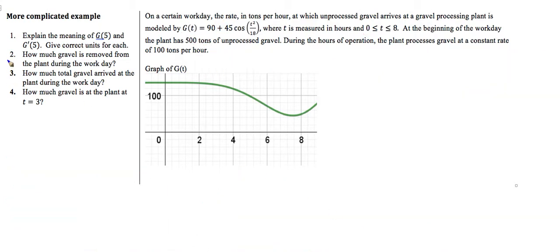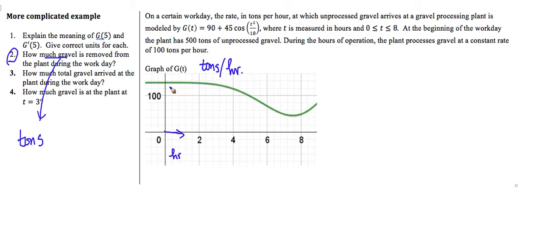Now we're going to look at number 2, or no, I'm sorry, that was number 1. Now let's look at number 2. How much gravel is removed from the plant during the workday? Now keep in mind that this is a rate, and the units in here are tons per hour. So by analyzing the units a little bit, we can get a better sense of what to do with this. Well, we want the how much gravel here. The units for that should be in tons. Okay? So we have tons per hour as the units of G of t. The units of time, which is along the horizontal axis here, is in hours.